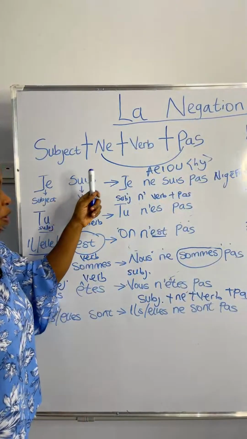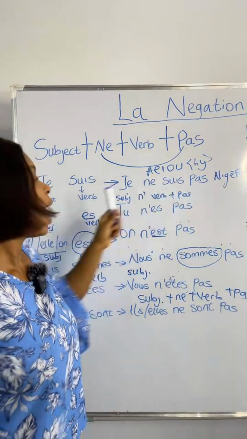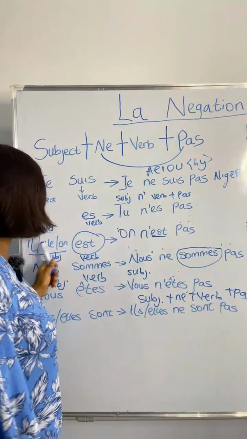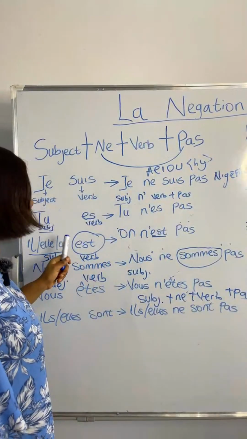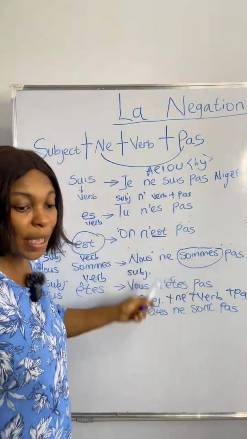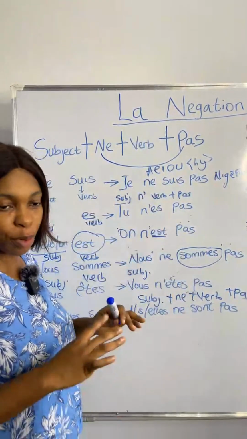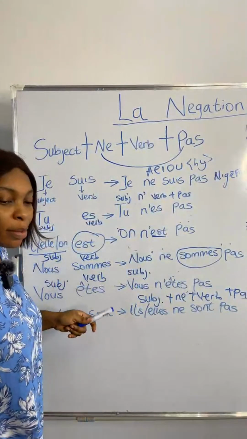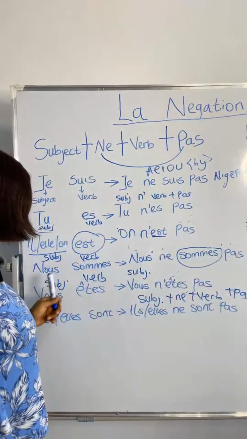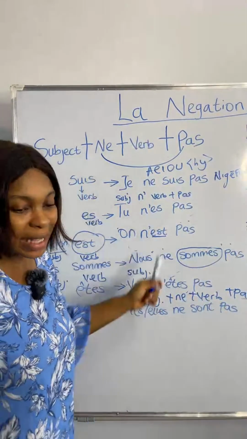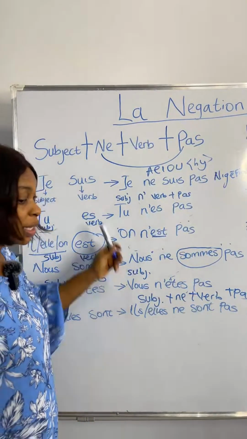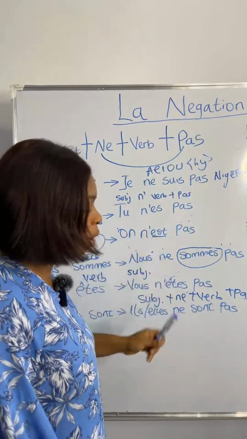Our "je suis" becomes "je ne suis pas". Our "tu es" becomes "tu n'es pas". Our "il", "elle", "on est" becomes "il n'est pas", "on n'est pas", "elle n'est pas". Simple. And our "nous sommes" becomes what? "Nous ne sommes pas". Our "vous êtes" becomes what? "Vous n'êtes pas". Our "ils, elles sont" becomes what? "Ils, elles ne sont pas".